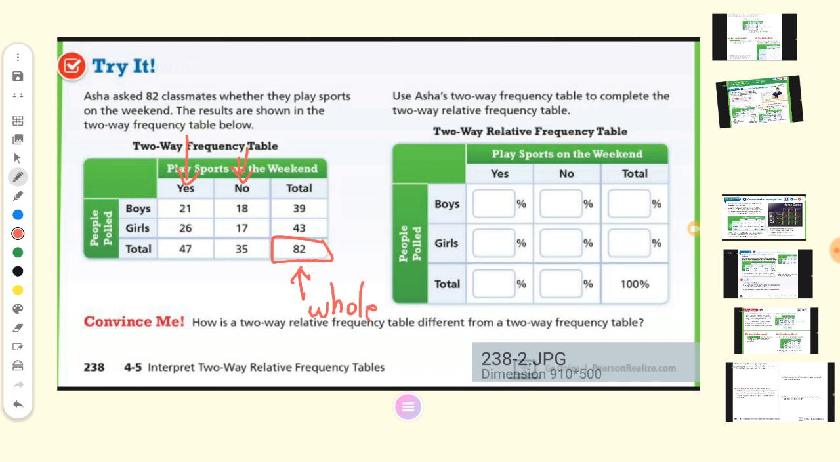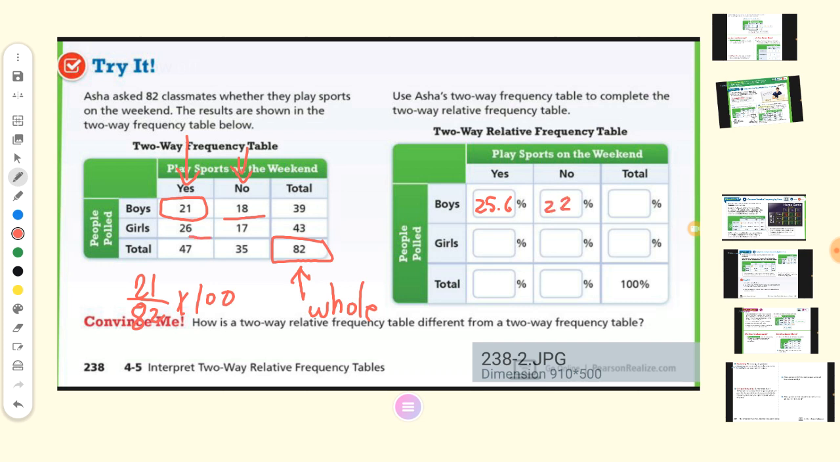How to convert this table into relative table? Okay. Relative table will divide it by the whole, the number. As an example, 21 over 82 multiply 100, okay? It will give you the percent. So the first percent will be 25.6. Then doing the same for 18 divided 82 multiply 100, it will give us 22, okay?